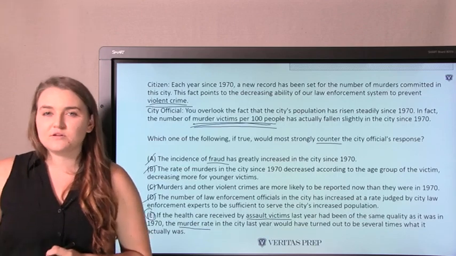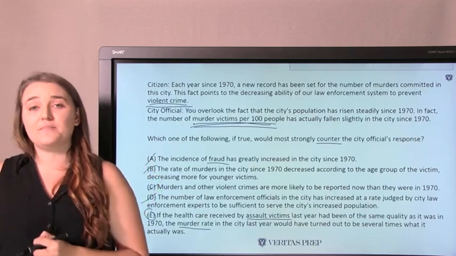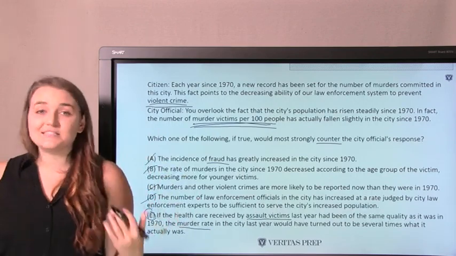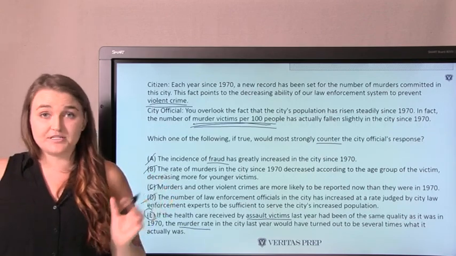I will say that there's been some feedback, and again, don't quote me on the statistics, but there has been some feedback to the effect that statistics as they appear on critical reasoning questions are a somewhat increasing trend.